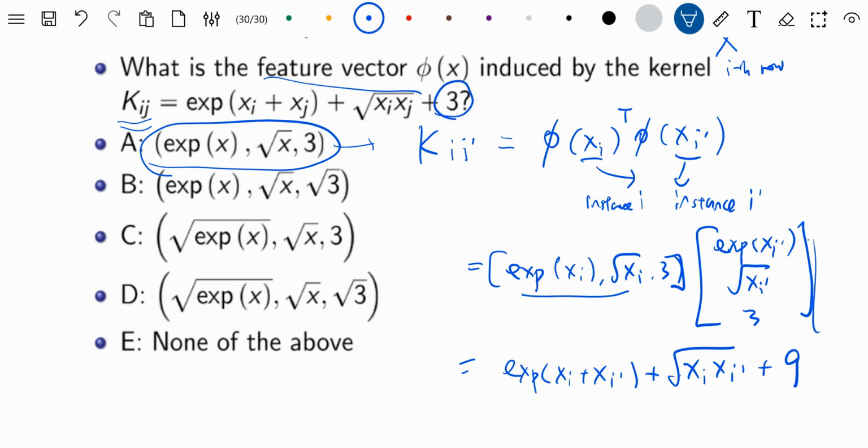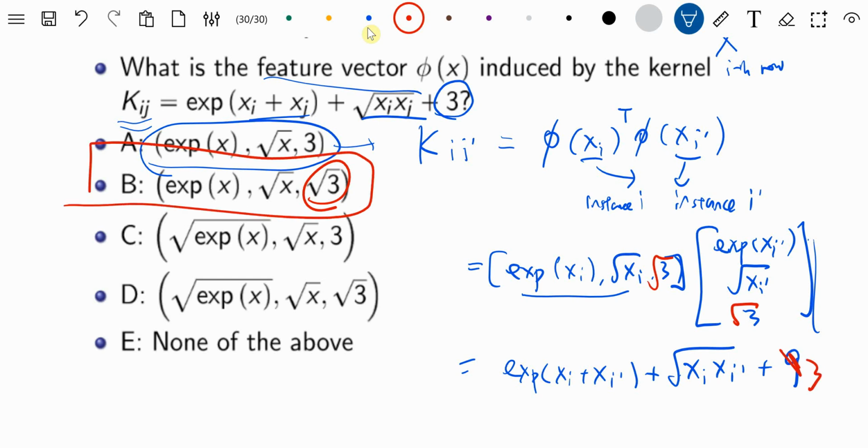So here we don't want this. The other two parts seem correct, so only the 9 is incorrect. So then you guess it's probably going to be fixed by taking a square root, and this will be 3. That's how you know it's answer B.